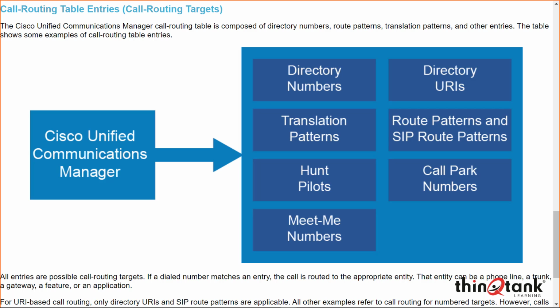A hunt pilot is that call hunting scenario that I described before: you dial this extension, and then that extension answers the call. It could go through some sort of auto attendant, or it could just ring a bunch of phones. That's typically what call hunting is. Call park numbers. This is the first time we've seen that. Call park is a way for us to do call handling.